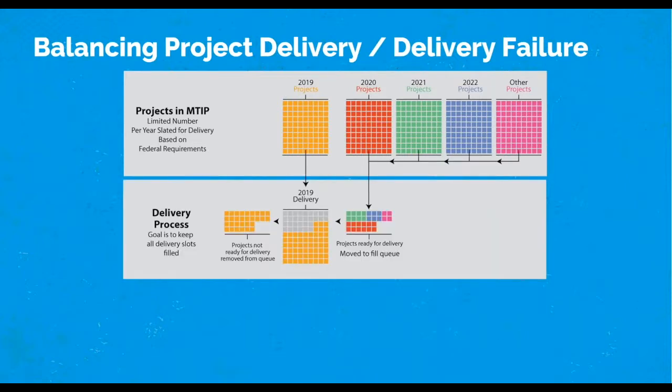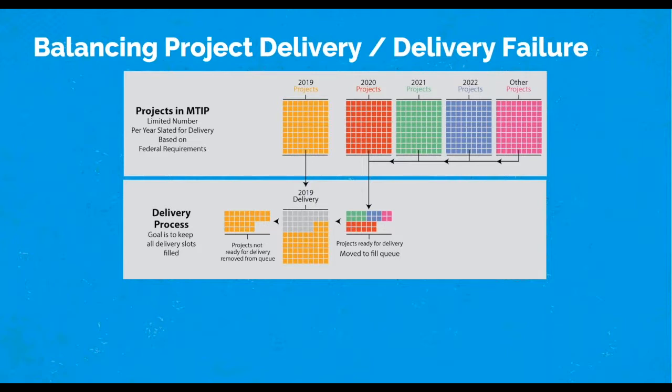But you would think that every project in 2019 will come in and request its funds. It doesn't happen like that. Nearly a third of them do not, and that's because of delays in environmental, right-of-way, various issues. SACOG does not punish these agencies. We actually plan on some amount of delivery failure.